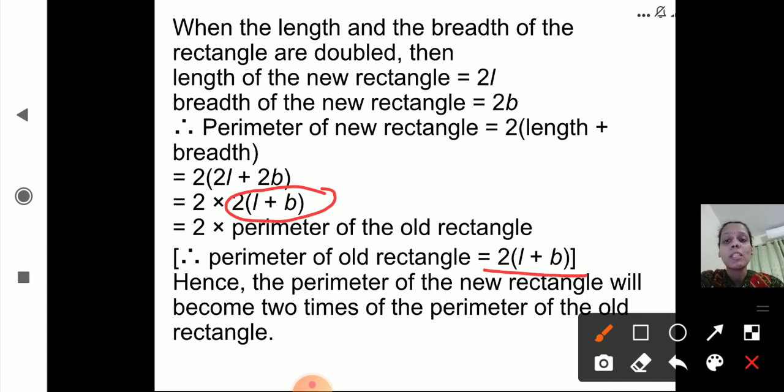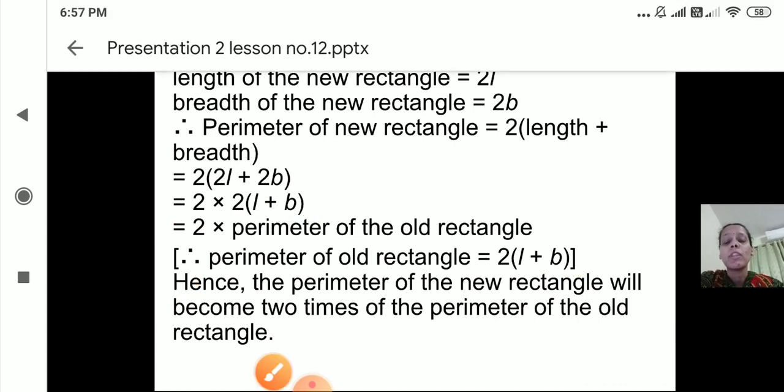And this is the final statement. From this we understood that the perimeter of the new rectangle will become 2 times the perimeter of the old rectangle. So this is the final statement you will write down. Okay, I hope you are clear with this sum.